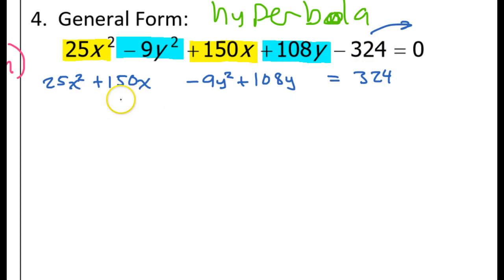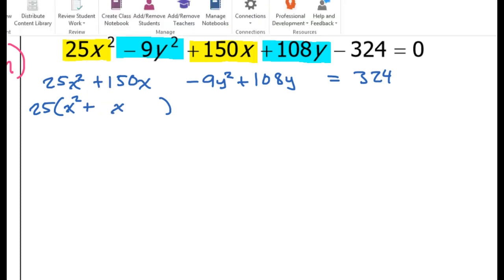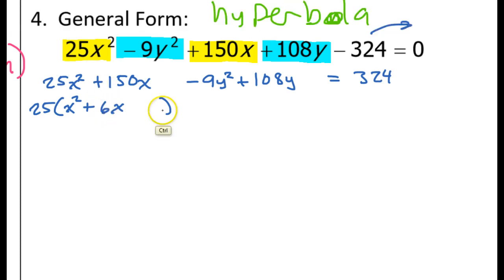So, time to complete the square. Before I go doing half the middle squared, I need to factor the leading coefficients outside of the parentheses. So I'm going to take this 25 and factor it outside the parentheses. So that's going to leave me with x squared plus, and now I'm thinking 150 divided by 25. So that's going to be 5x. Wait, that's not true. This is 6x. Leave space to complete the square.